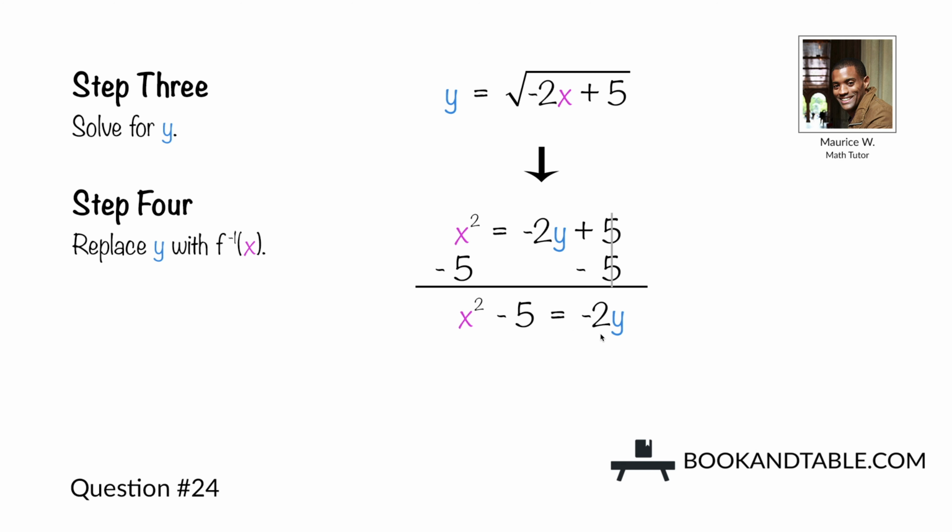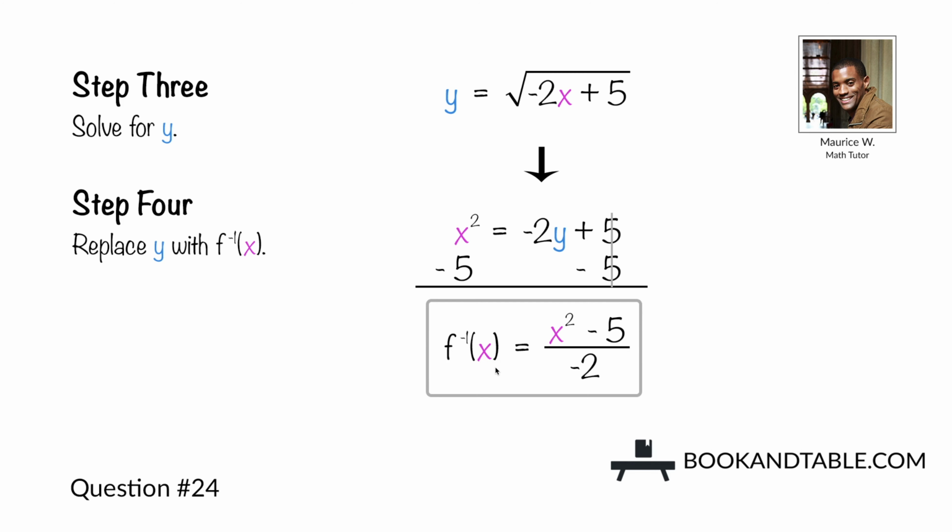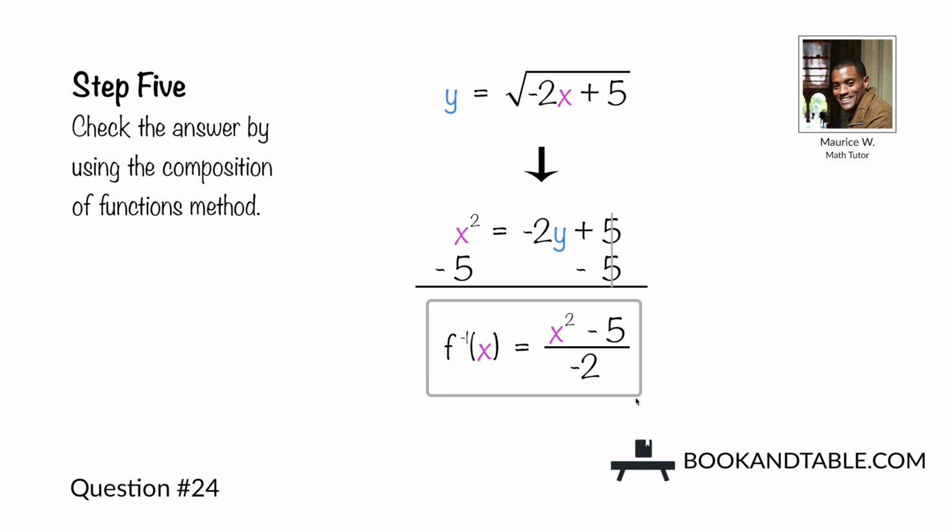And now we divide both sides by negative 2 to remove this coefficient, leaving us with y is equal to x squared minus 5 over negative 2. And now we can replace this y with the inverse of f, showing us that the inverse function is equal to x squared minus 5 over negative 2. And we check this answer by using the composition of functions method.